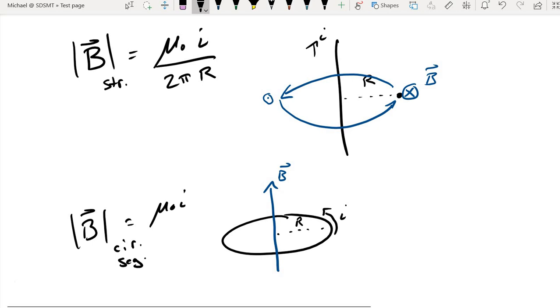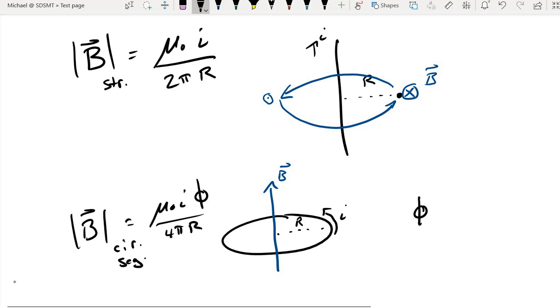excuse me, I'm looking at the wrong part of my notes here. Got to get to the circular segment. We have mu naught I times phi over 4 pi r.